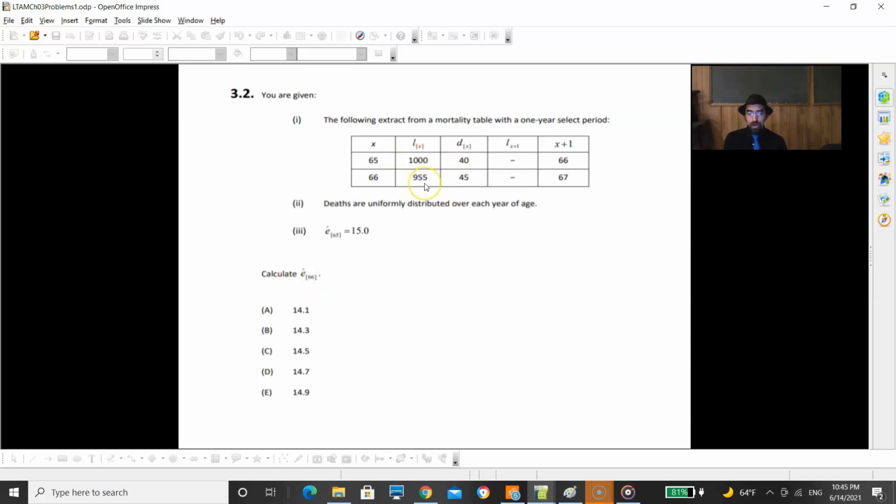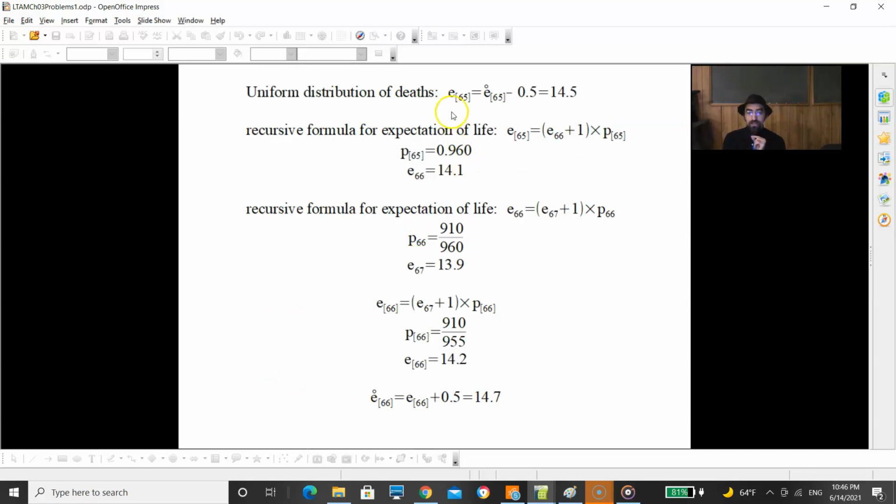Because everything is in whole years, we want to convert from complete to curtate. When you have annual tables like this, you can only calculate stuff nicely with curtate. And that's the first step. They gave you complete, you calculate curtates. Because deaths are uniformly distributed over each year of age, you always get curtate equals complete minus 0.5. So you get curtate of selected at 65 is 14.5. Use the recursive formula for expectation of life.